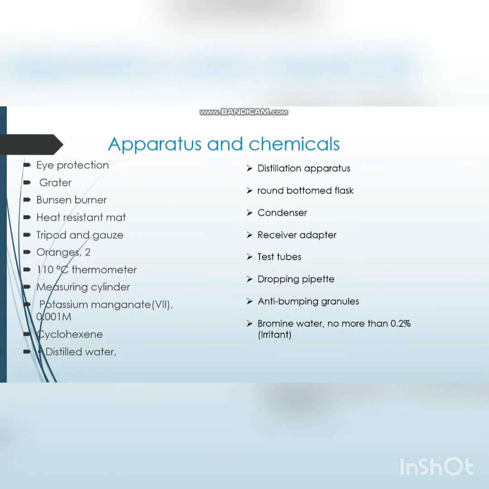Apparatus and chemicals. Eye protection, crucible, Bunsen burner, heat-resistant mat, tripod and gauze, 2 oranges, 110 degree Celsius thermometer, measuring cylinder, potassium manganate(VII) 0.001 molar, cyclohexane, distilled water, distillation apparatus, round bottom flask, condenser, receiver adapter, test tubes, dropping pipettes, anti-bumping granules, bromine water, no more than 0.2%, irritant.